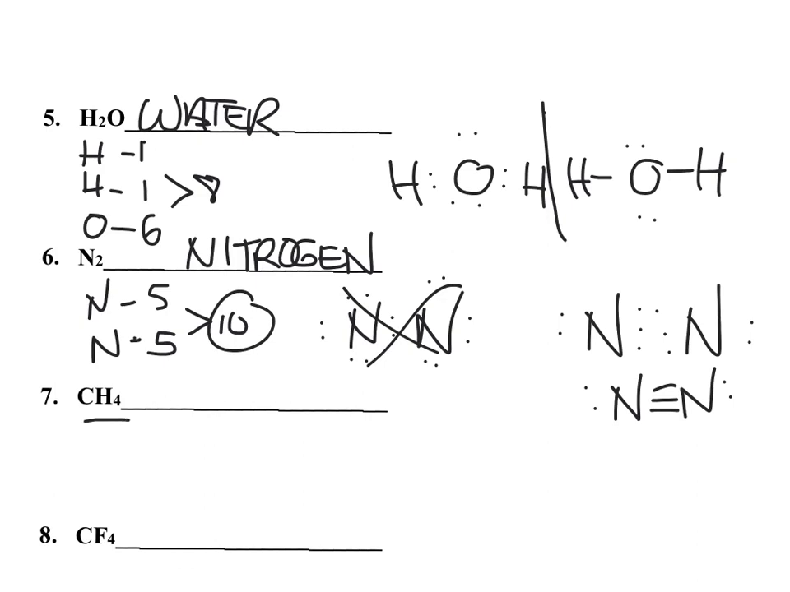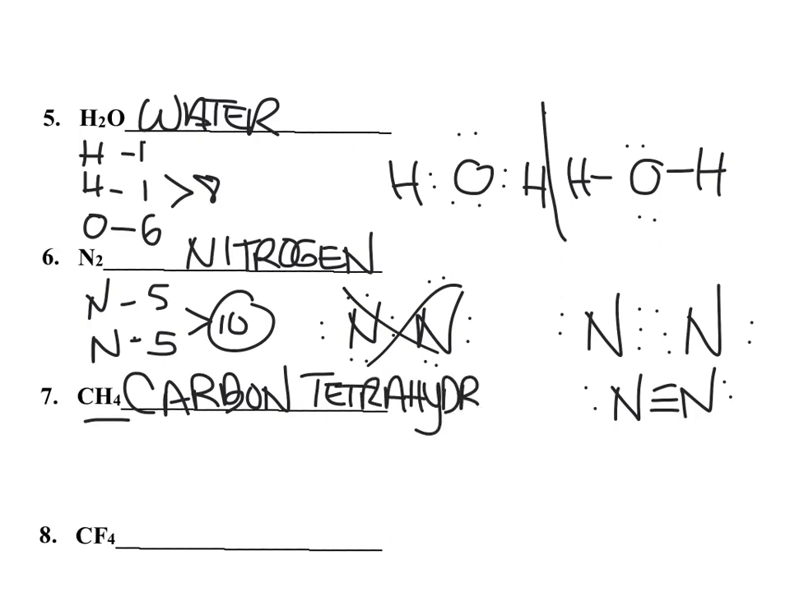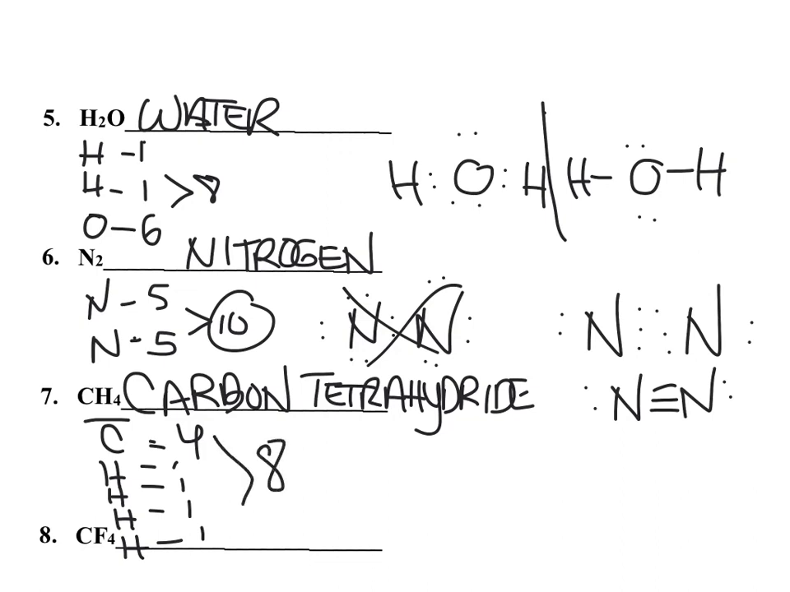The next one, CH4, you could call that carbon tetrahydride. The common name for it is also methane. That's natural gas. That's what we burn in our houses, most of us, for our furnace. But I've got 1 carbon and 4 hydrogens, so I'm running out of room, but that's okay. 1, 2, 3, 4. Each carbon has 4 valence electrons, and each hydrogen has 1. That's a total of 8 valence electrons.